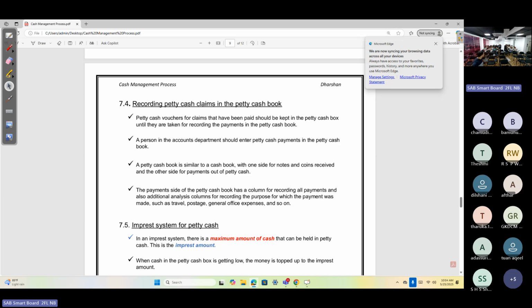This is the one I have told. The petty cash book has some breakups also: traveling, postage, rental, office expenses. It's not just one single column; within that single column also, classifications are there. So I have given certain points in relation to the petty cash book, how the petty cash book is designed.